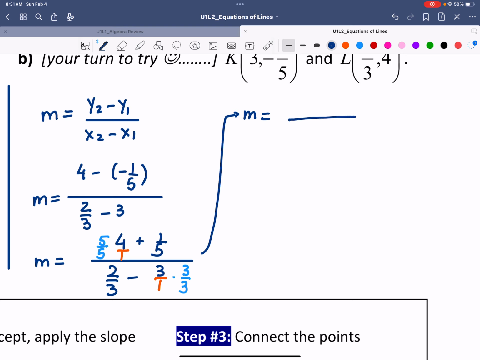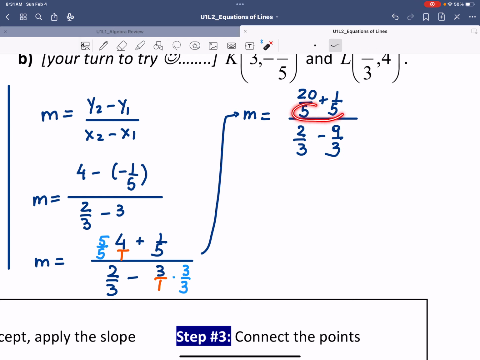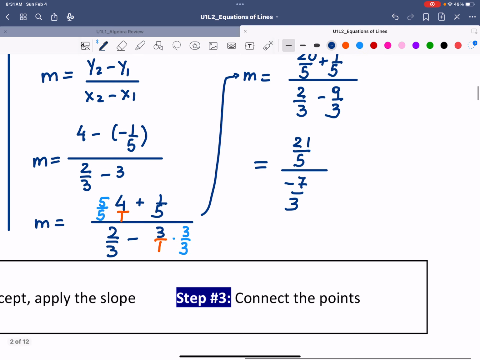So that means we have 20 over 5 plus 1 over 5. Denominator, 2 over 3 minus 9 over 3. Now, as you can see, denominators are the same, so we can add and subtract. So that will be 21 over 5 divided by negative 7 over 3. Remember that here we are dividing two fractions.